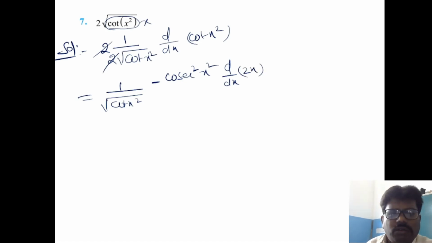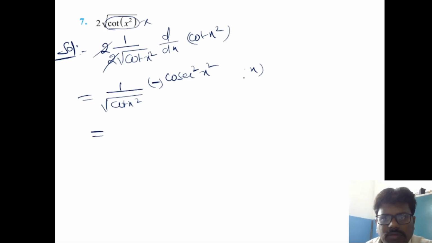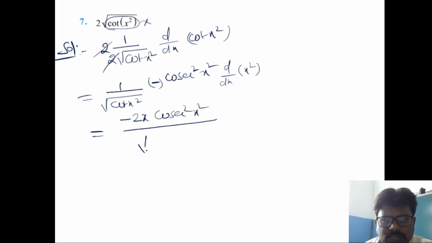Okay, so now here when you club all the here d by dx of x square. Okay, so d by dx of x square is 2x. So I am writing here as a final step, minus we have x square differentiation is 2x, and cosecant square x square divided by square root of cot x square. Okay, so this is our solution for question number 7.